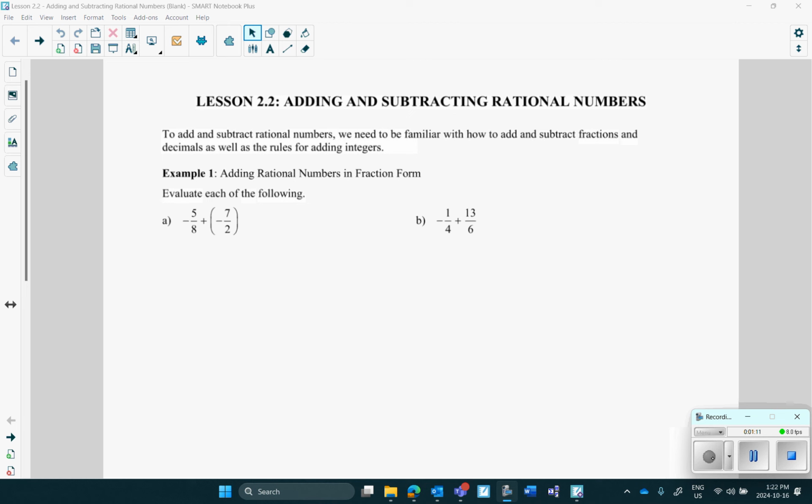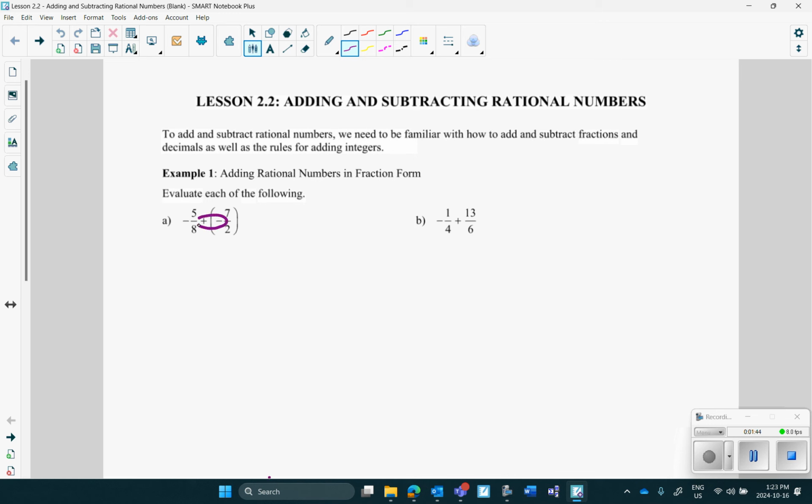Well, don't let that throw you. You still do it the same way. You just got to be careful about the negative and positive numbers. So remember, when we add or subtract fractions, we have to find common denominators. And then we add or subtract them, and then we reduce if we can. Okay? Well, first of all, we've got negative 5/8 plus negative 7/2.